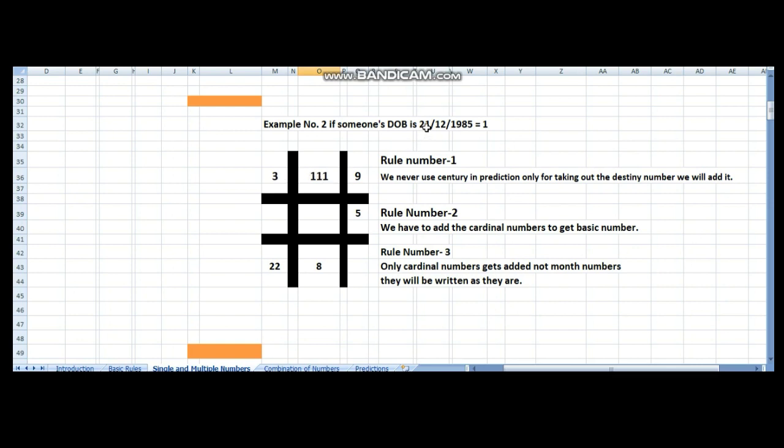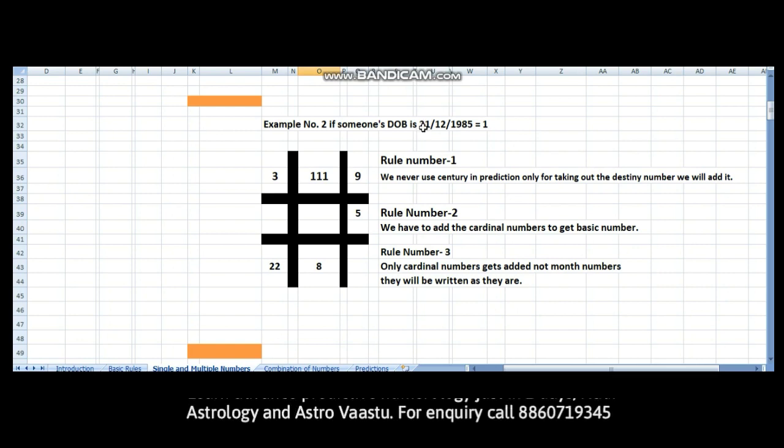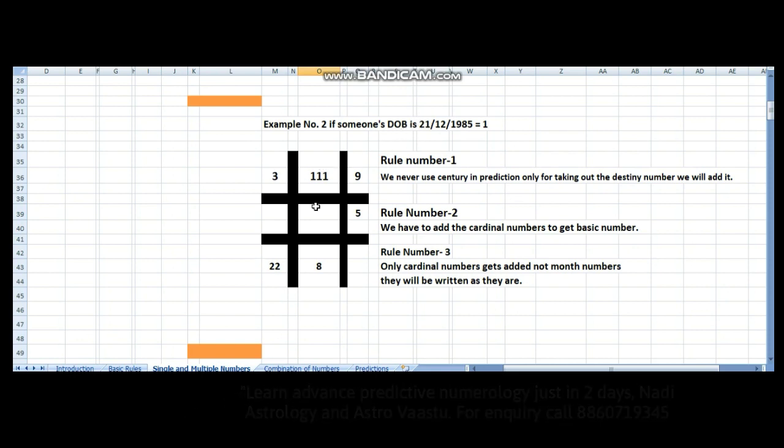Then 12, rule number 2 gets applied, wherein 12, that is the basic number, the cardinal numbers of the basic numbers get added, and we put that also. So 1 and 2, 1 and 2, and 2 and 1, if we add, we get 3. So 3 will be laid here. Then rule number 3 says only cardinal numbers get added, not month numbers. They will be written as they are. So we will not be adding December. We'll write December as 1 and 2 only.